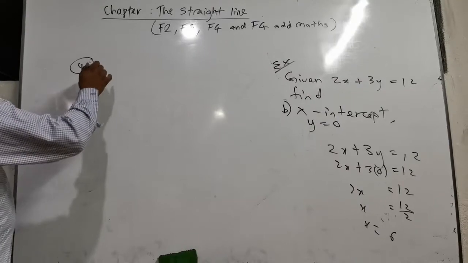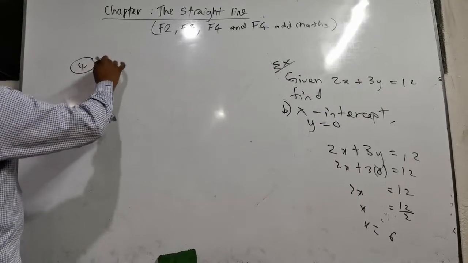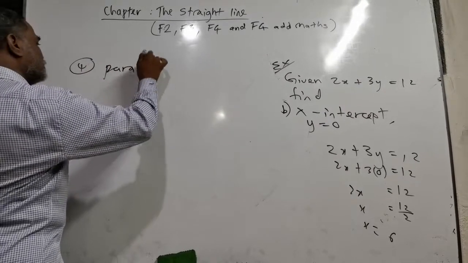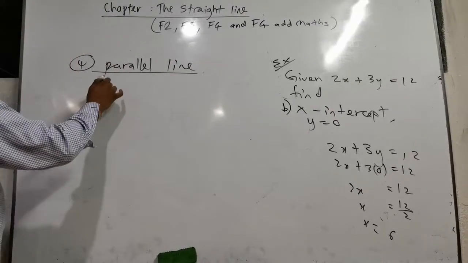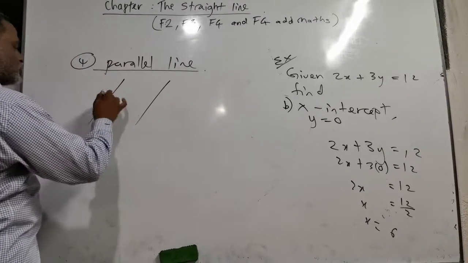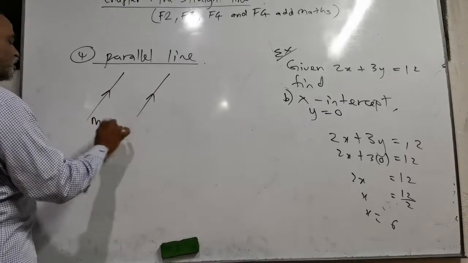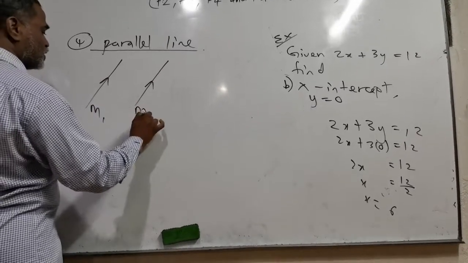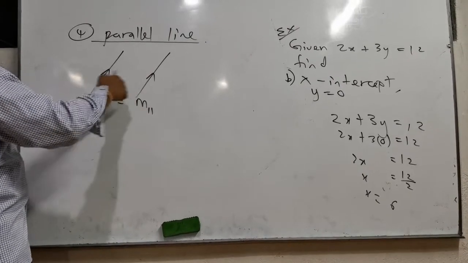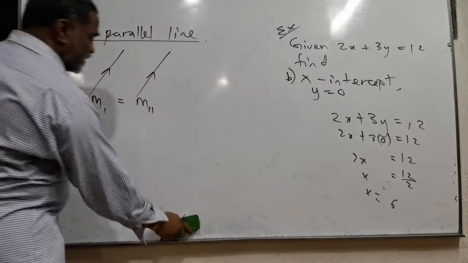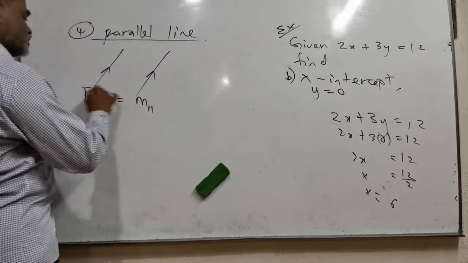The last aspect we call parallel lines. Whenever two lines are parallel, the gradients are the same or equal. The symbol of parallel, this arrow sign, shows that they are parallel. So two parallel lines have the same gradient.